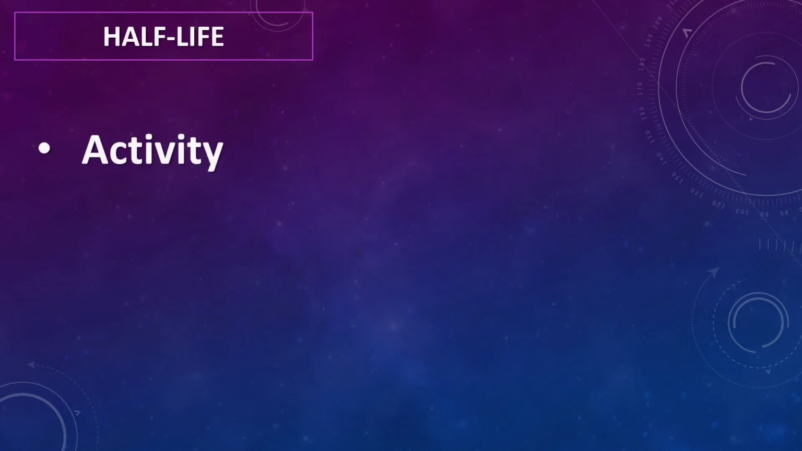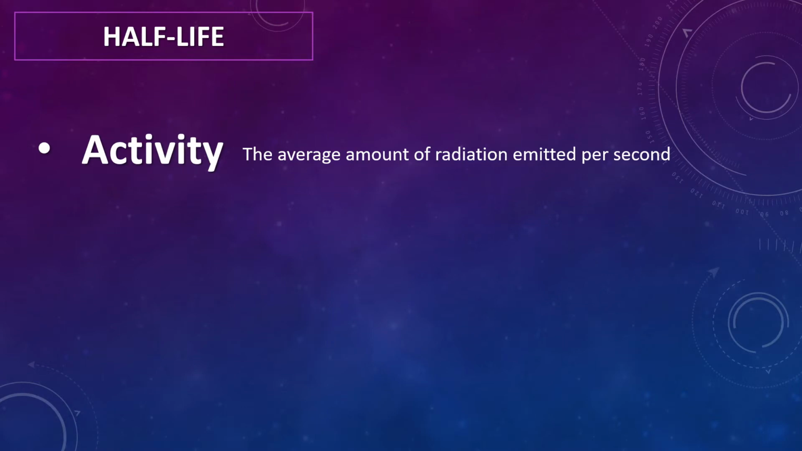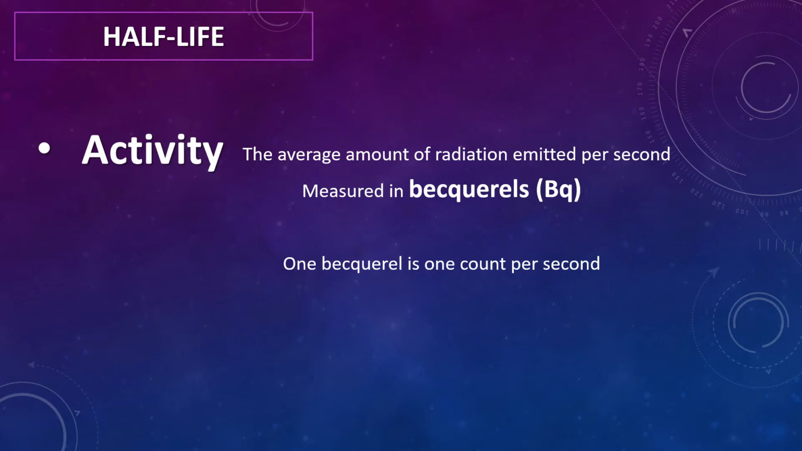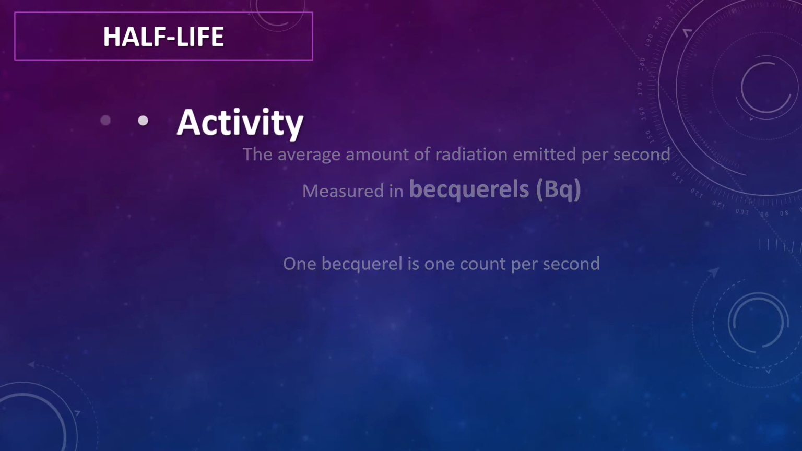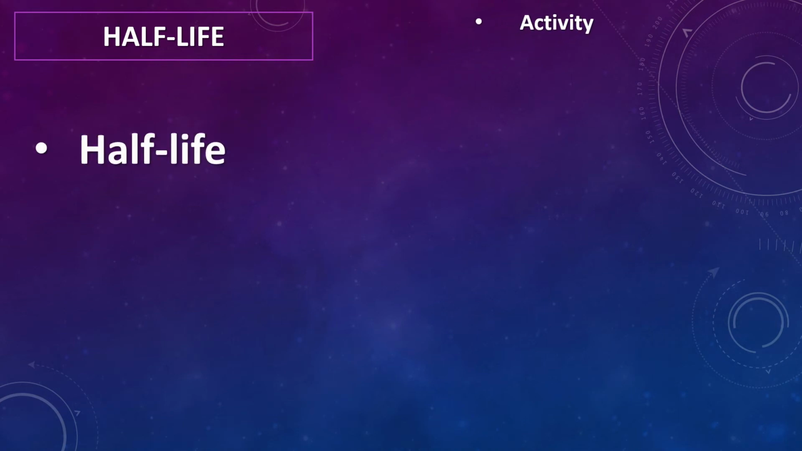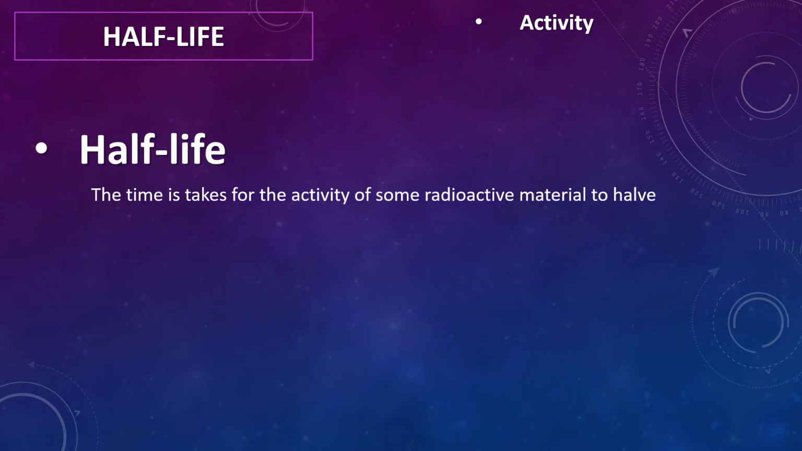Now, half-lives. Activity is the amount of radiation emitted per second, which is measured in becquerels. 1 becquerel is 1 count per second on the Geiger-Müller tube. But what actually is a half-life? So the activity of a radioactive material will decrease with time, but the time it takes for half of the activity to decrease is called the material's half-life.